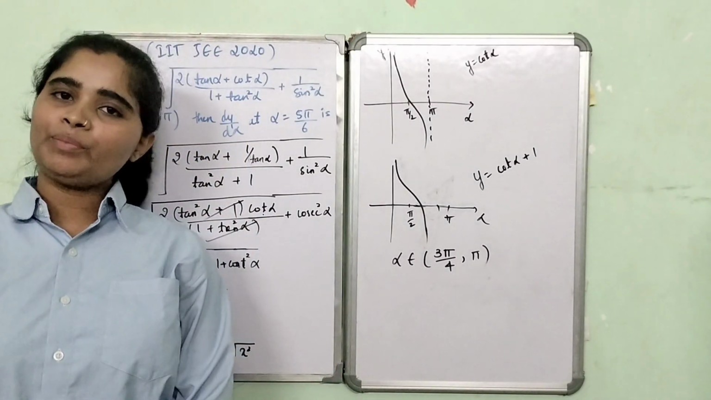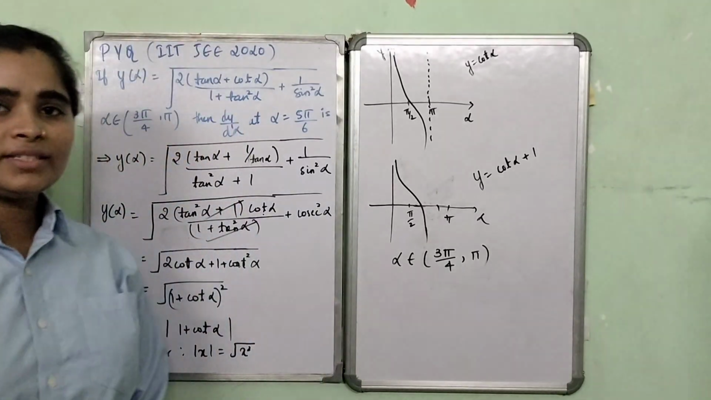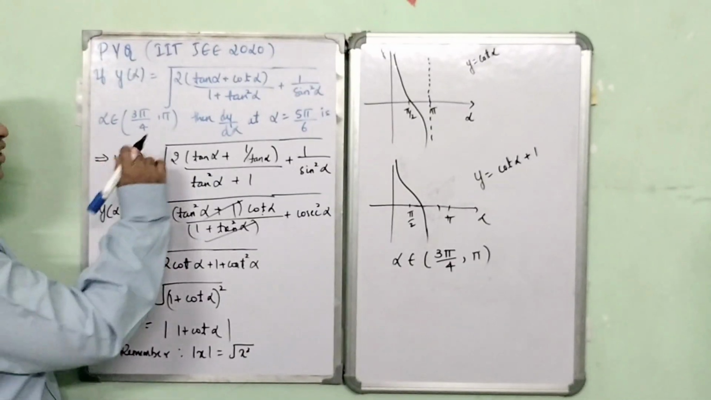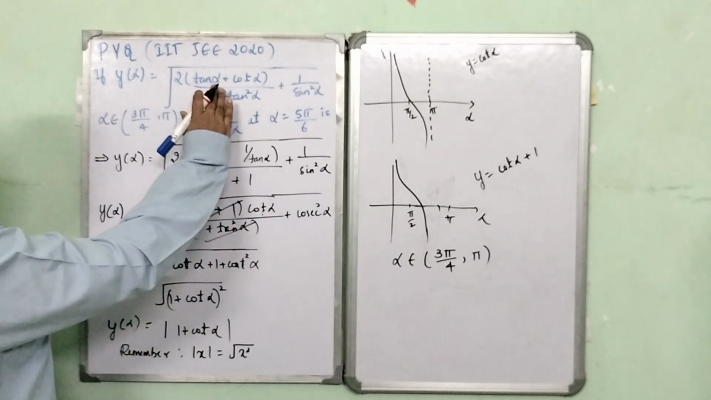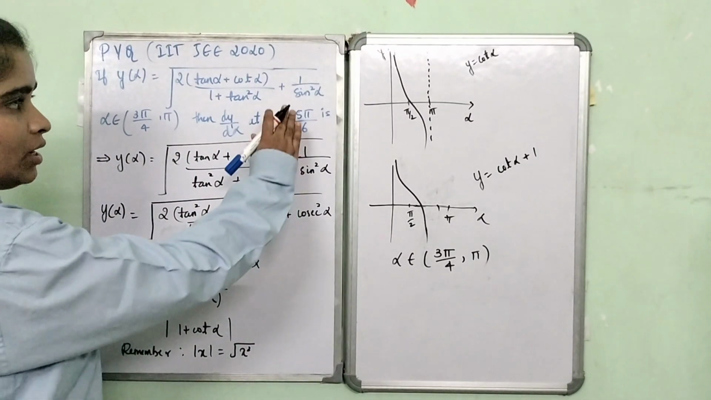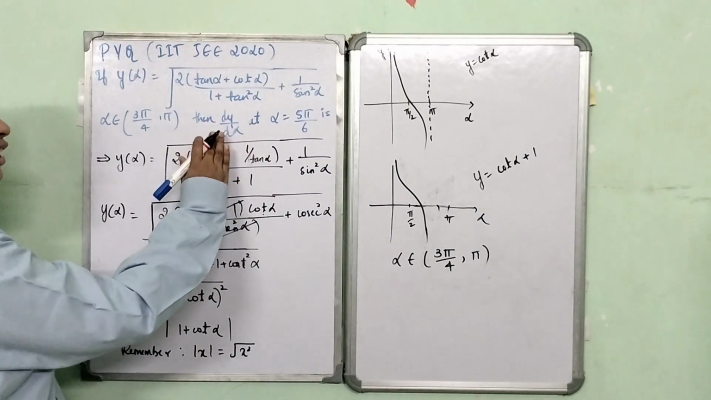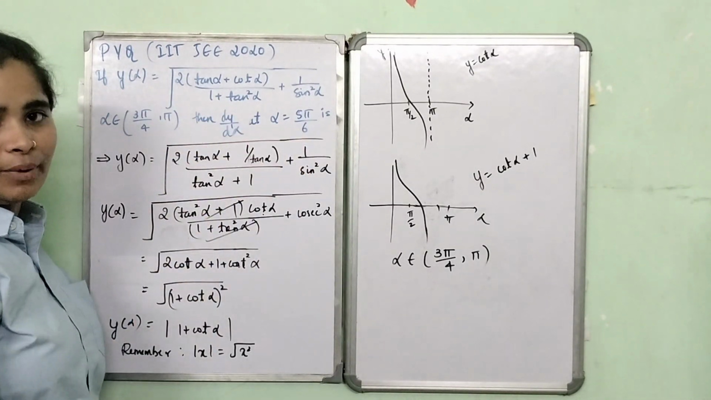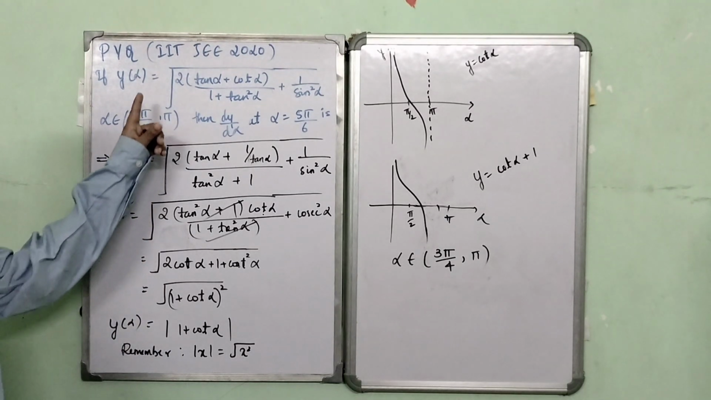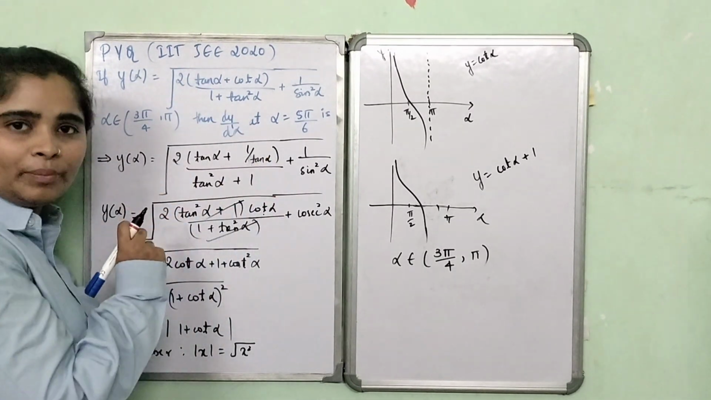We are going to look at one previous year question which was asked in IIT JEE 2022. So, let's see what the question says. y of alpha is given to be root 2 into (tan alpha plus cot alpha) divided by (1 plus tan square alpha) plus 1 by sin square alpha. We need to find the value of dy by d alpha at the point 5 pi by 6. So, let's solve. Now, everything is taken as it is. Here, cot alpha is written as 1 by tan alpha.